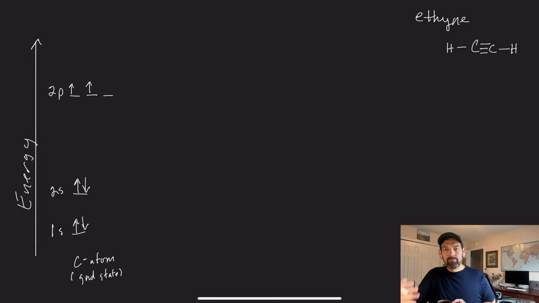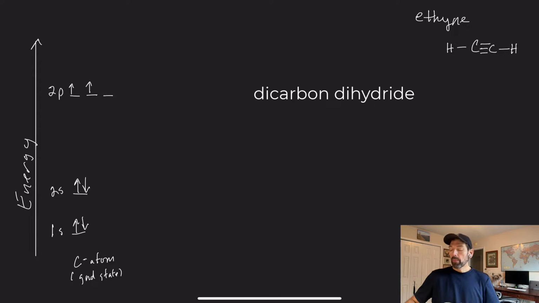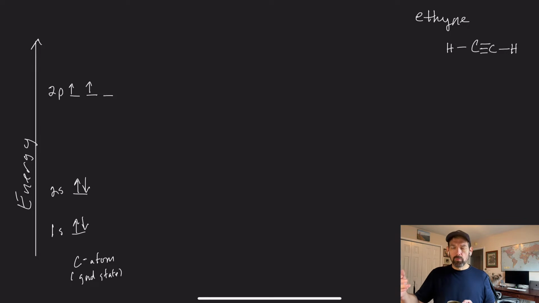So the molecular name for this would be dicarbon dihydride, right? That would be another way of naming it. So that's something that you're familiar with. Even if you don't understand hydrocarbon namings, dicarbon dihydride would definitely be recognizable. Okay.